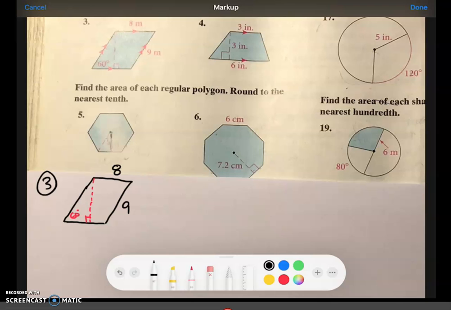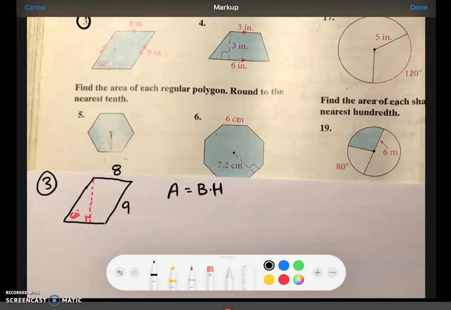All right, so this is page 592, the review section, chapter 10 here. I'm going to go over number 3. It says find the area of this parallelogram. I drew it down here. It is a parallelogram, so it is base times height.